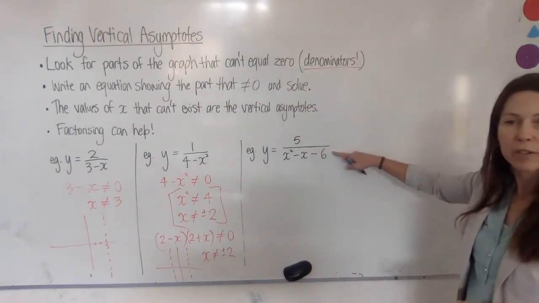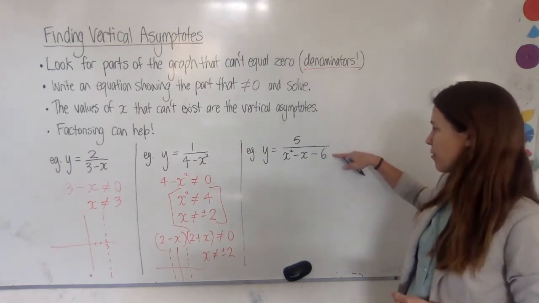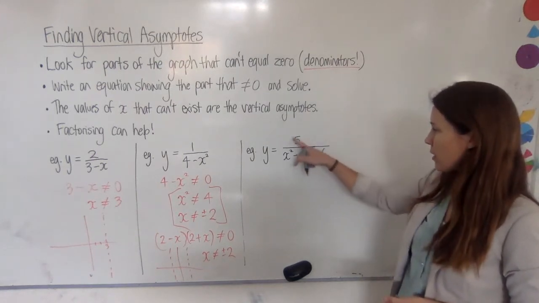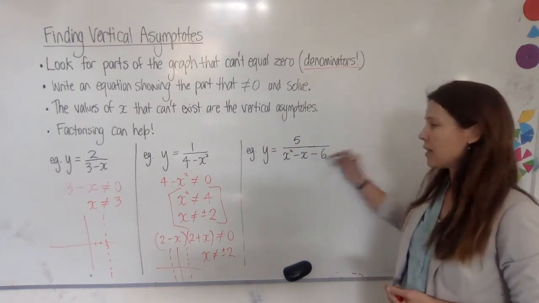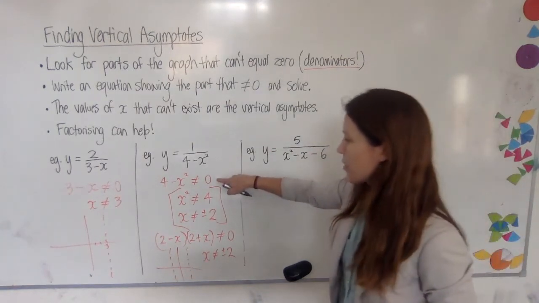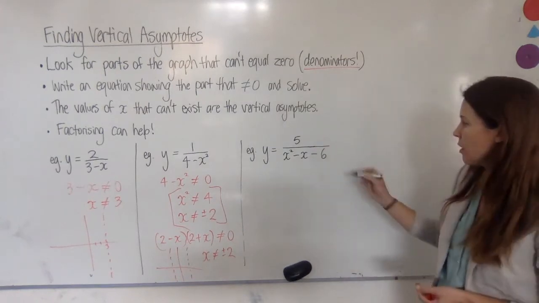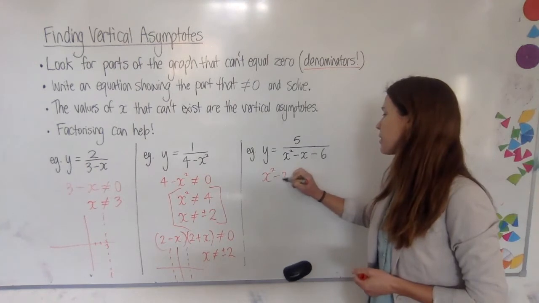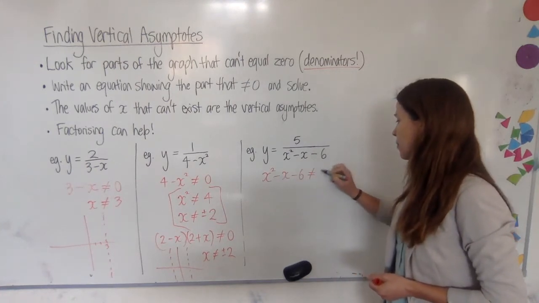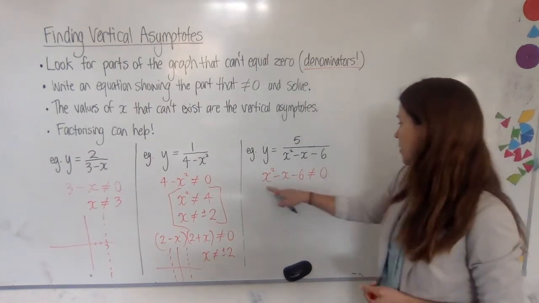Alright, this one here is a good example of one that looks like it might need factorising. Now, you can factorise it straight up and factorise that whole thing, but instead I'm going to jump straight to my first line, so there's less writing to do. I can see that this is the part that can't be 0. So I write x squared minus x minus 6 can't be 0. And now I can easily factorise this part.